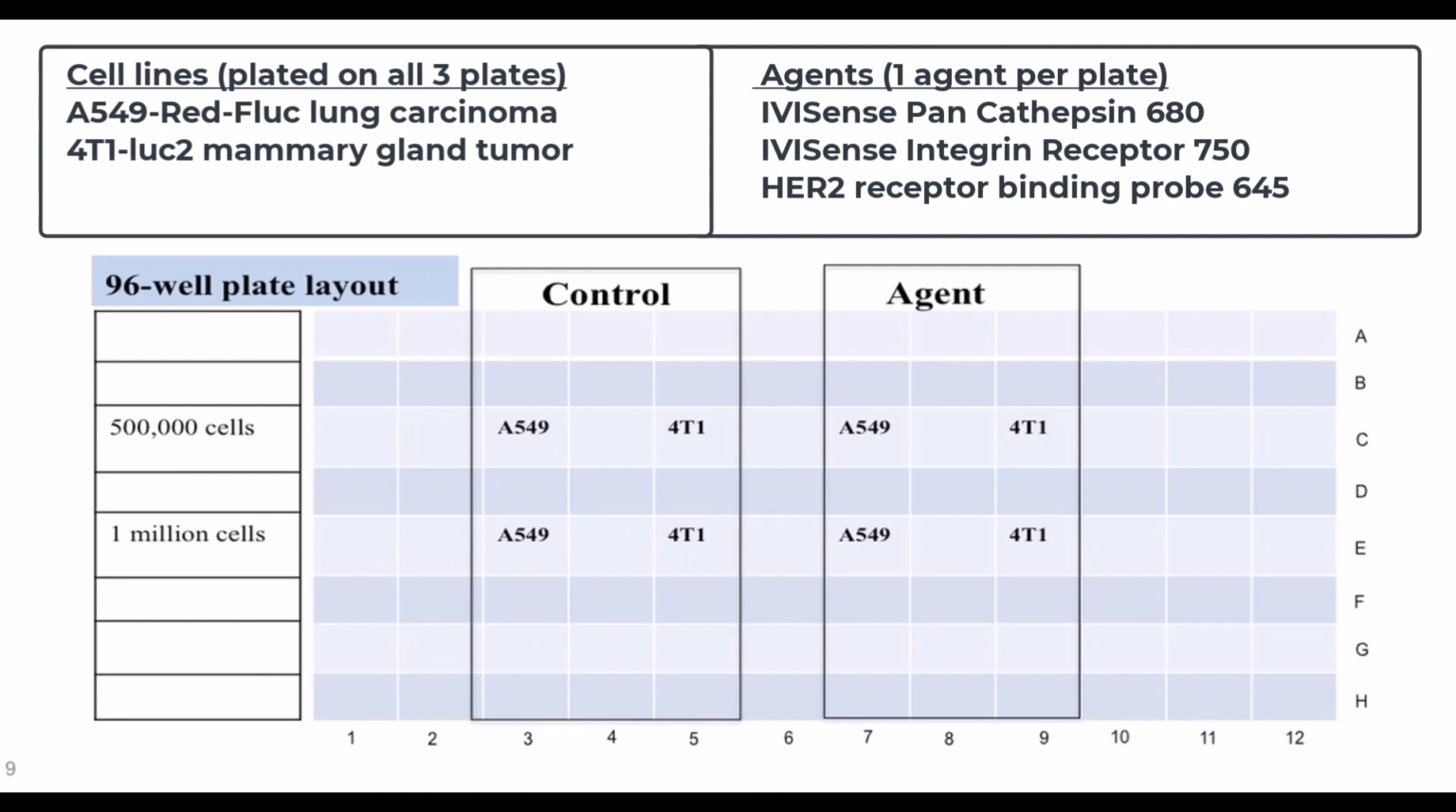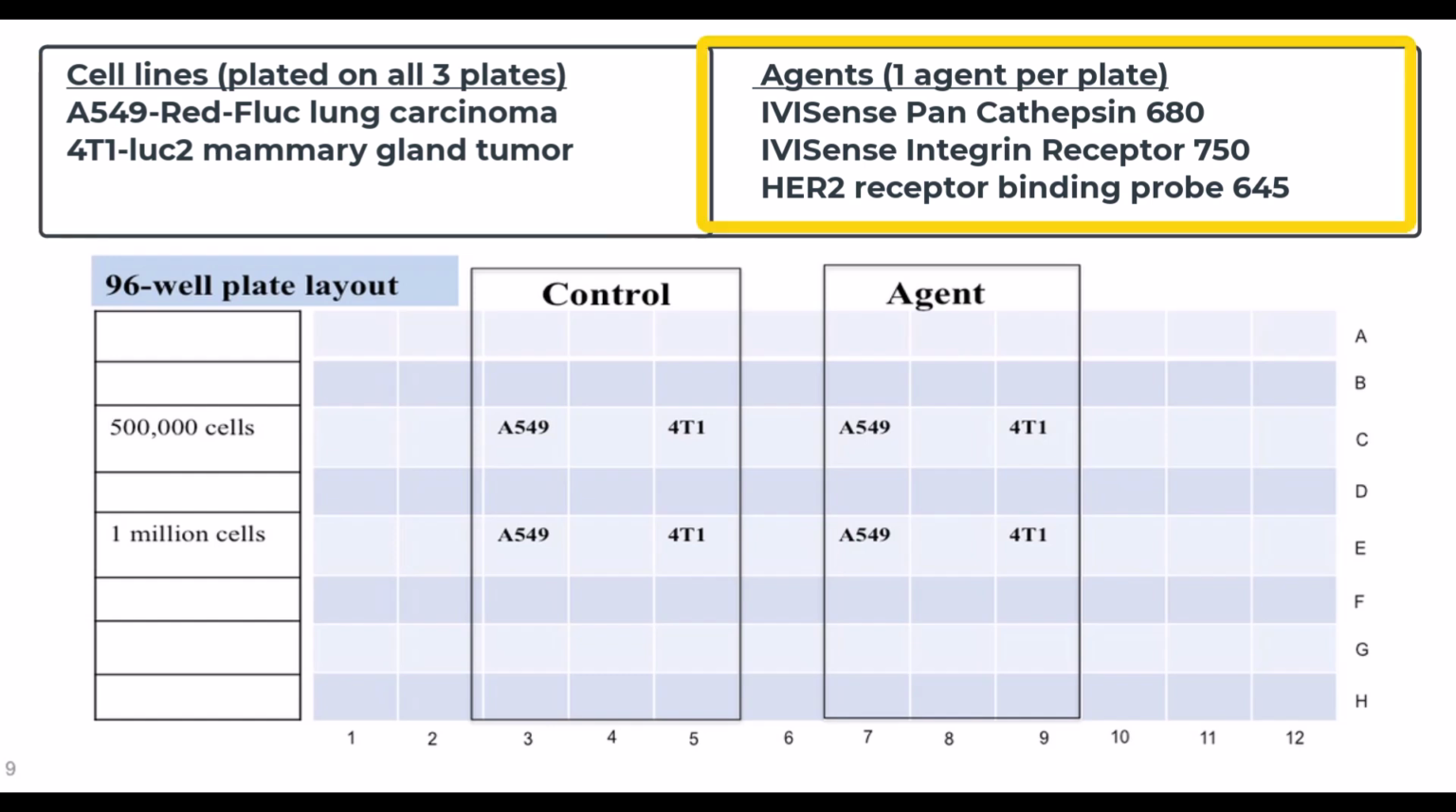We have 396 well assay plates, each plated with two tumor cell lines. One is a 4T1 breast cancer cell line expressing firefly luciferase. The second is an A549 lung cancer cell line expressing a redshifted luciferase. We've previously performed bioluminescence characterization of these cells to test for luciferase transfection efficiency and photon output in vitro.